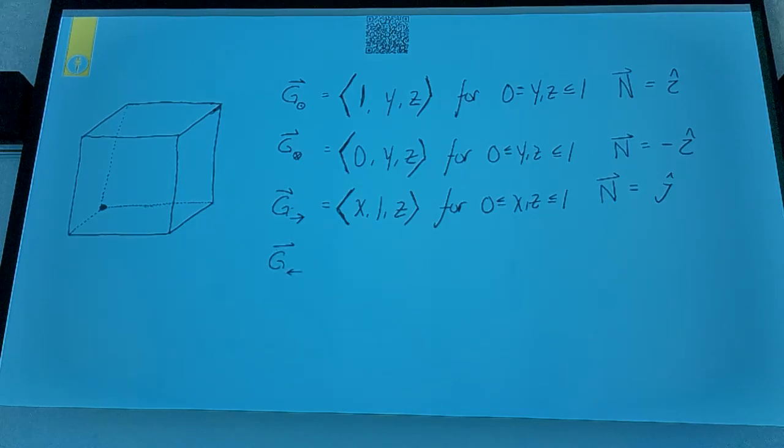If you now look at the left facing, what's y? 0. What's the normal? Is it negative j? You have to point in the left direction.